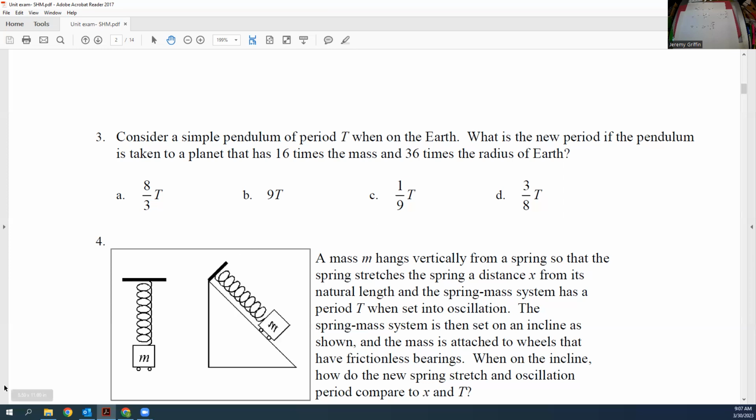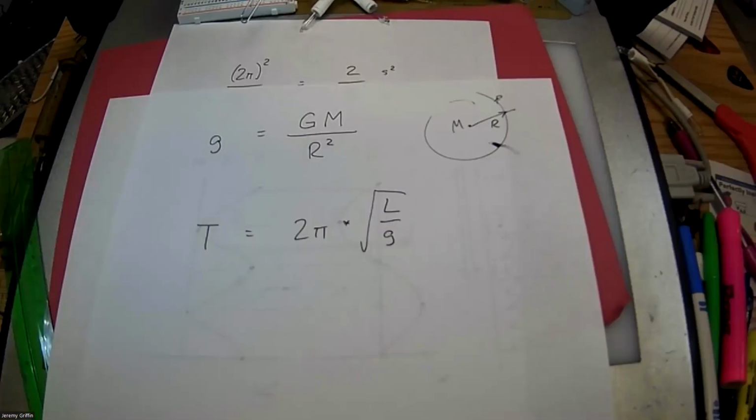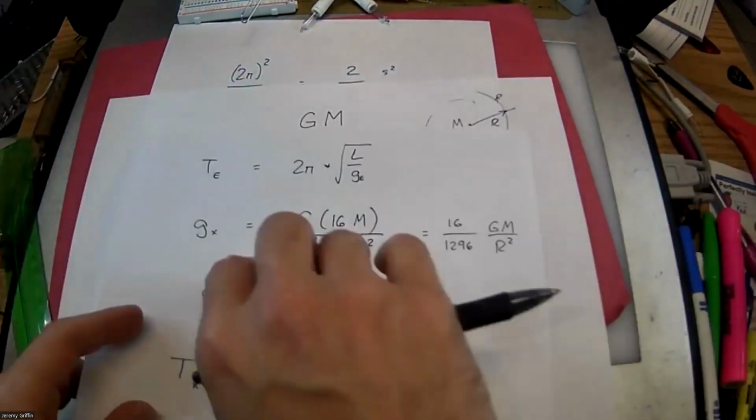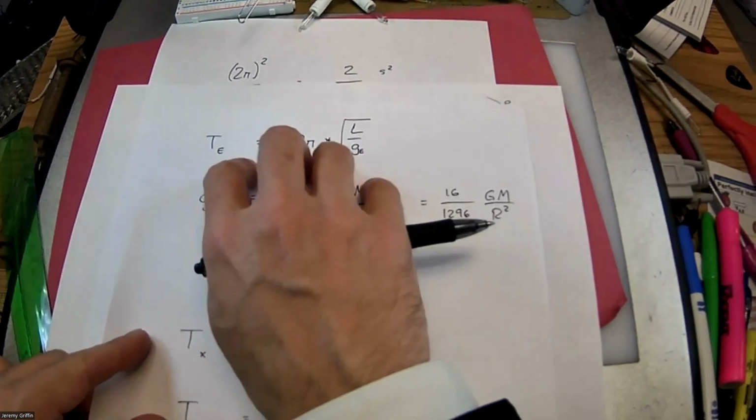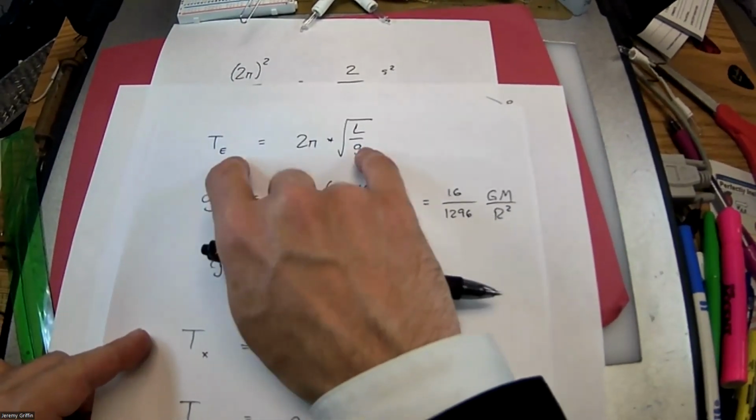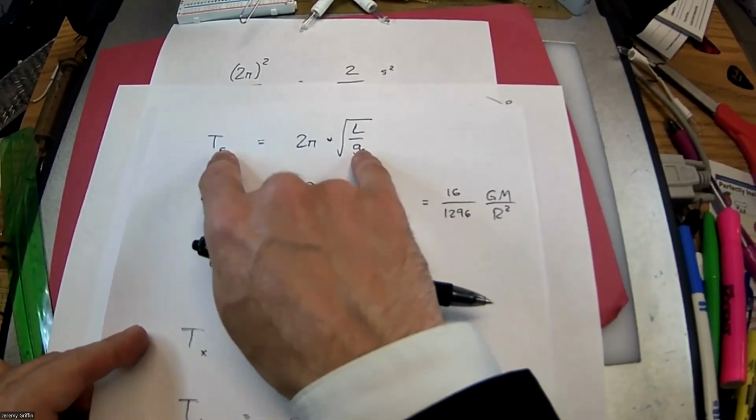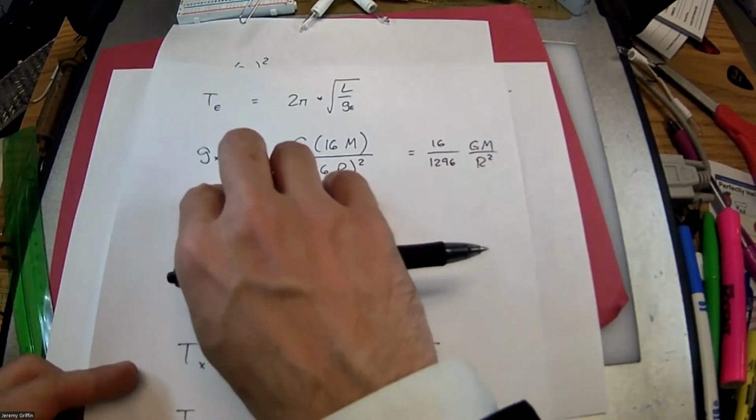So switch over. Let me pause this here. Here we go. We got the time period of a pendulum, 2 pi square root L over g. Now put a little subscript E, for Earth. And then you had to do this as a middle step.